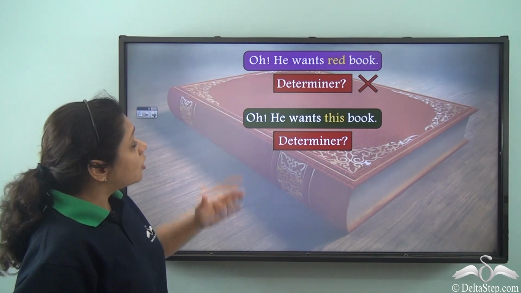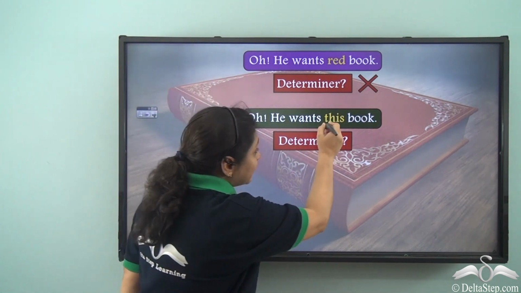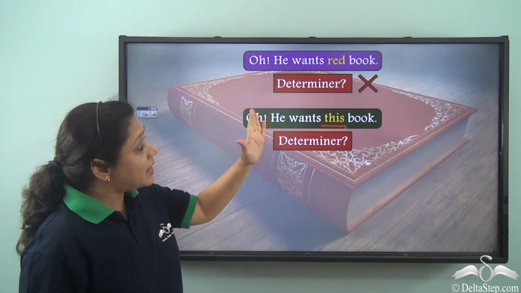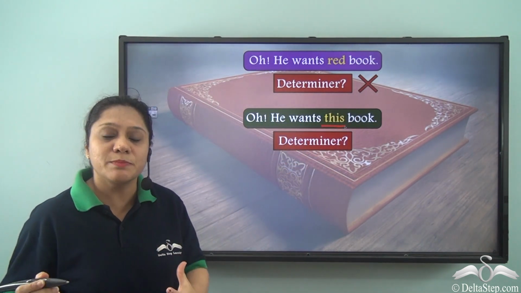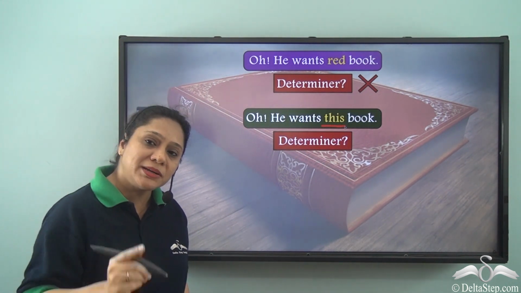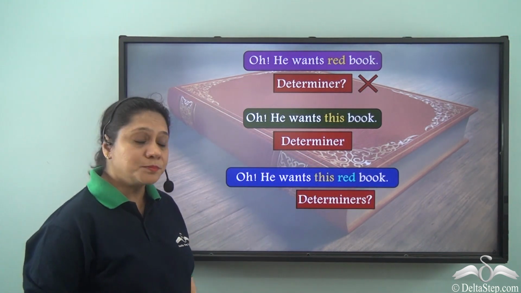If I say, oh, he wants this book, then do you think this is a determiner? Let us see. When I say, oh, he wants this book, when I say this book, I am referring to a particular book by pointing at it. So this is a determiner.